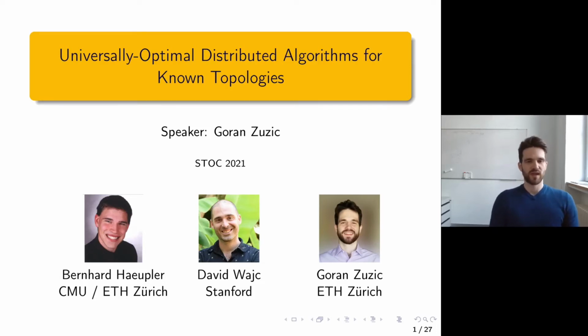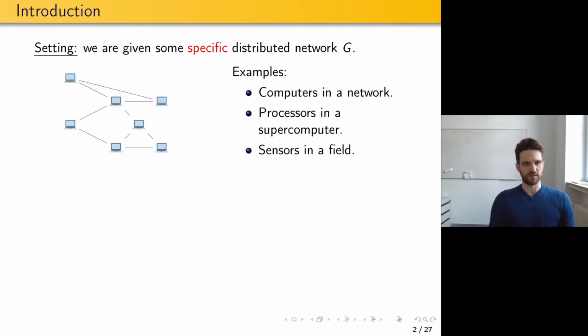Hello everyone, my name is Goran Zuzic and today I'll be talking about universally optimal distributed algorithms for known topologies. This is a joint work with Bernhard Haeupler and David Wajc, and it's a work that is set to appear in STOC 2021. So let's get started.